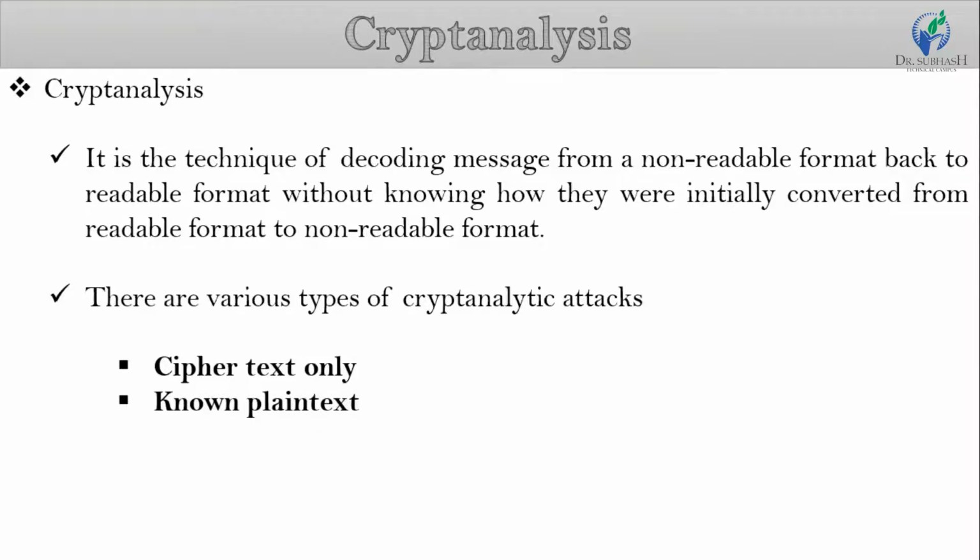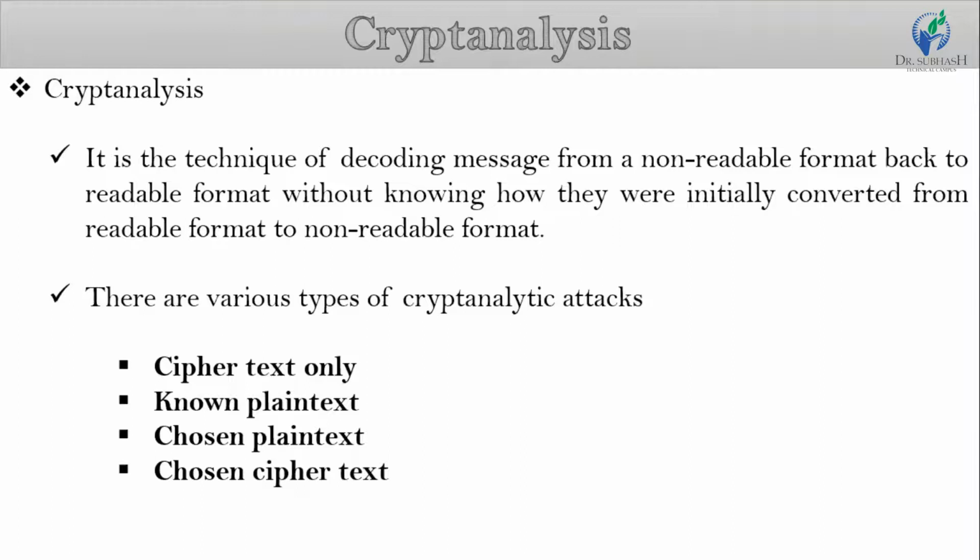Next one is chosen plaintext, means the cryptanalyst gains temporary access to the encryption machine. They cannot open it to find the key. However, they can encrypt a large number of suitably chosen plaintexts and try to use the resulting ciphertext to assume the key. Next one is chosen ciphertext, means the cryptanalyst obtained temporary access to the decryption machine, uses it to decrypt several strings of symbols and tries to use the result to deduce the key.